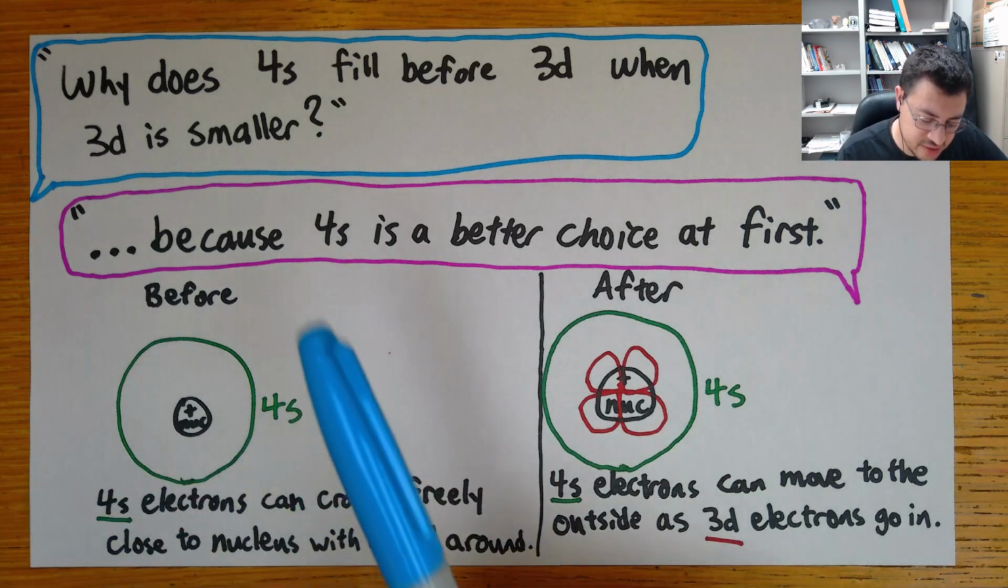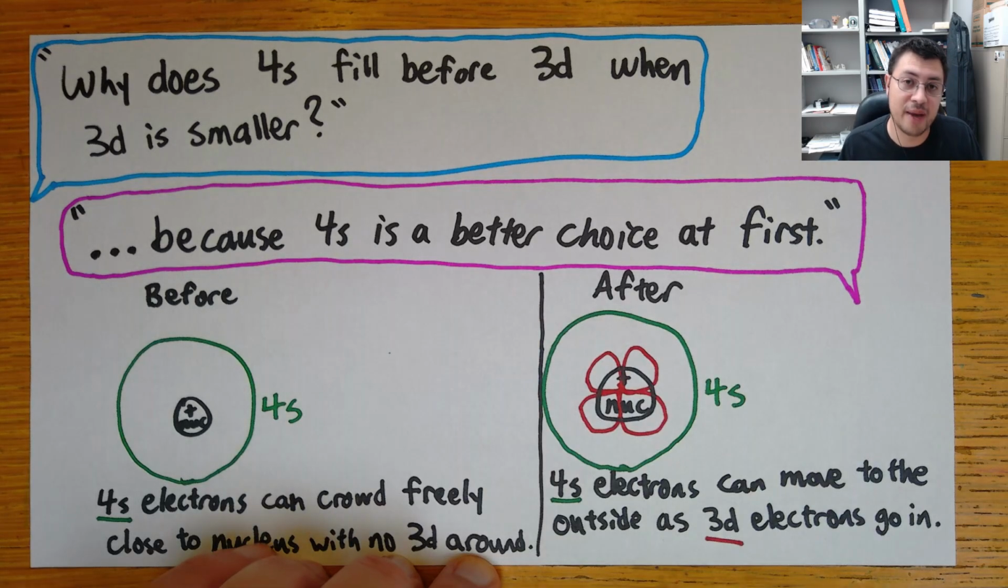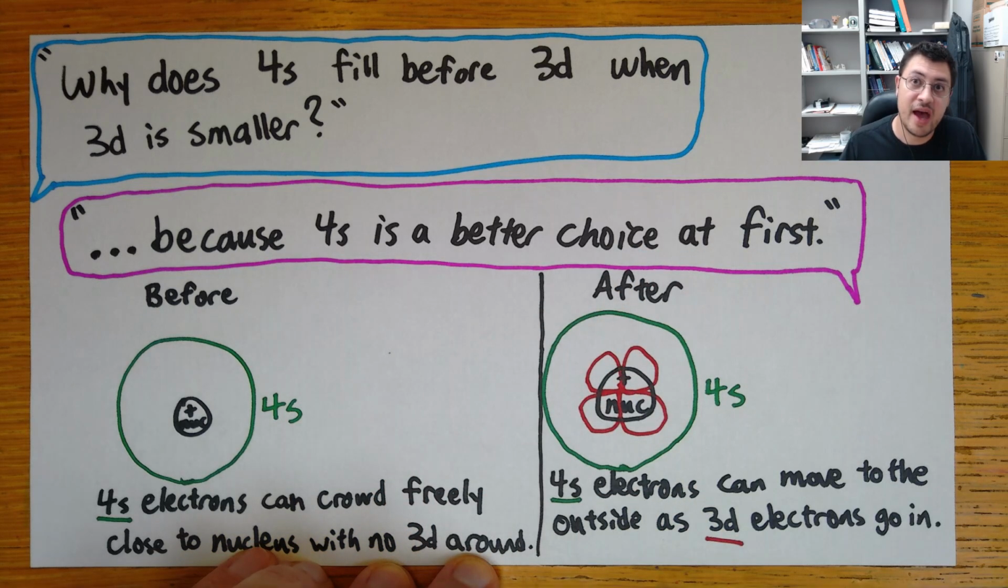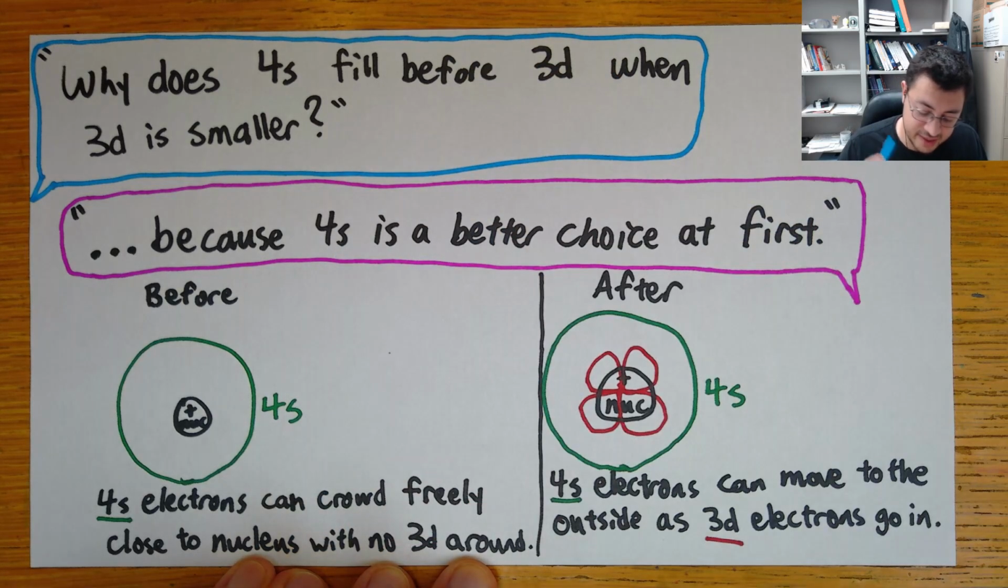Why does the 4s orbital fill before the 3d, when 3d, it's got a 3 in it, it's smaller? It seems to be the better choice. Why 4s before 3d when 3d is smaller? All right, and my answer to that, or perhaps nature's answer to that, is because 4s is actually a better choice at first. Okay. 4s is a better choice than 3d, at least at the beginning.